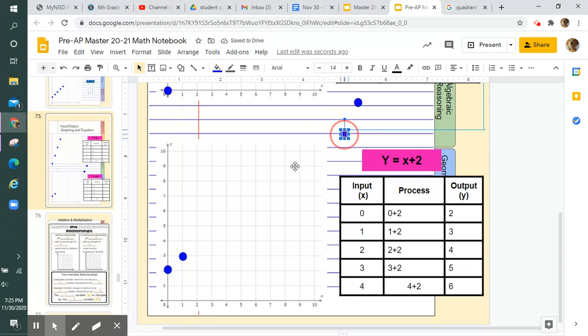The next one is x is 2 and y is 4, so we're going to go to the right 2, and then up 4. And then we're going to go 3 and 5, so we're going to go to the right 3, up 5, and then the last one is 4 and 6, so to the right 4, and up 6.